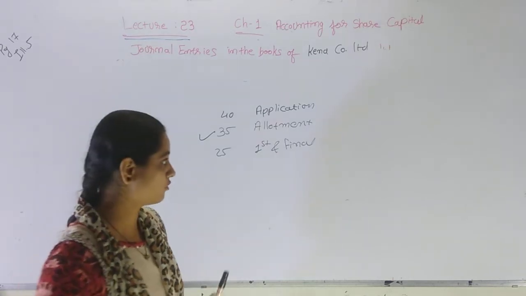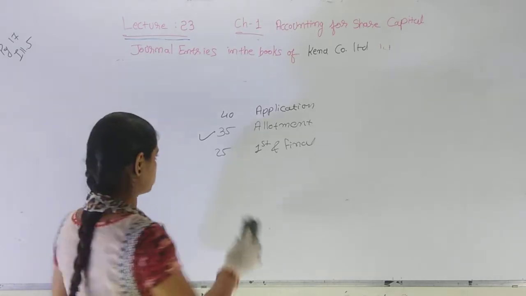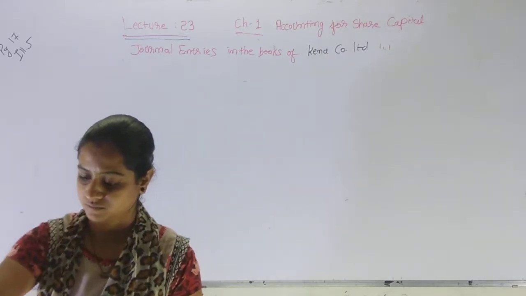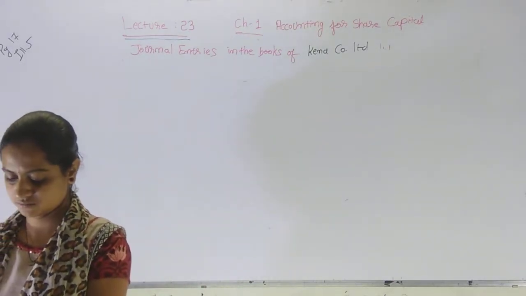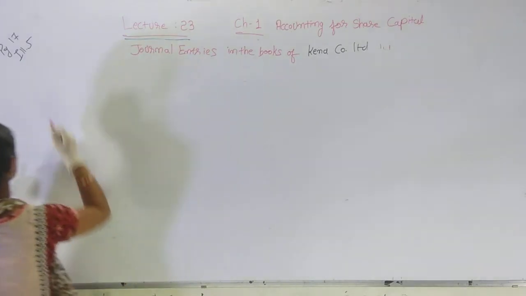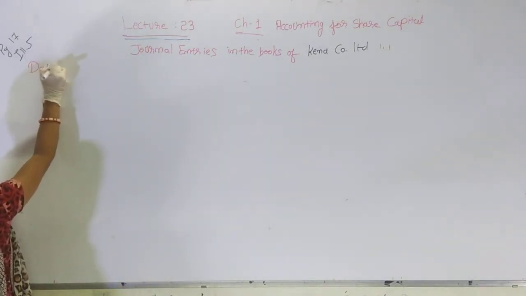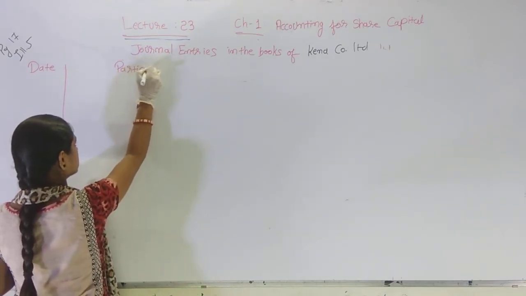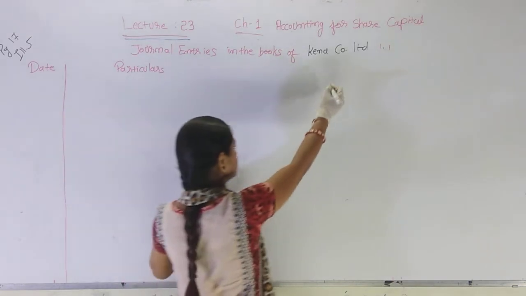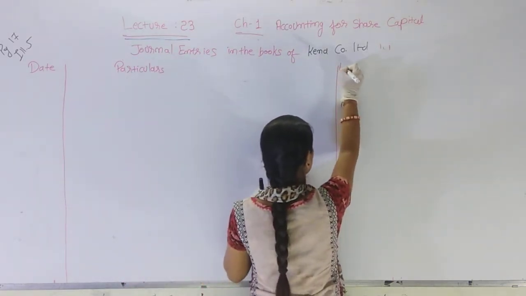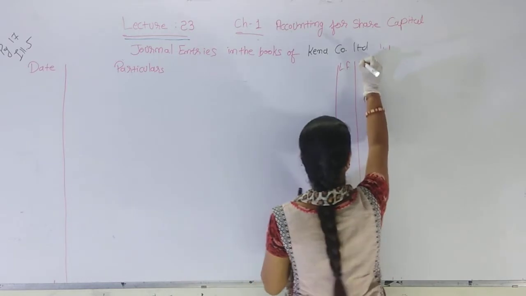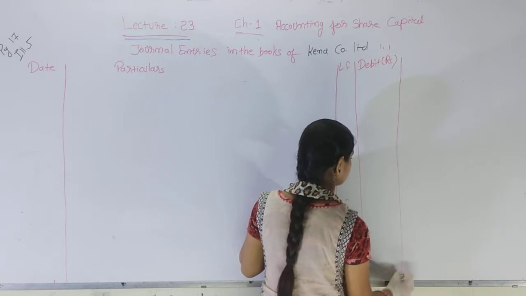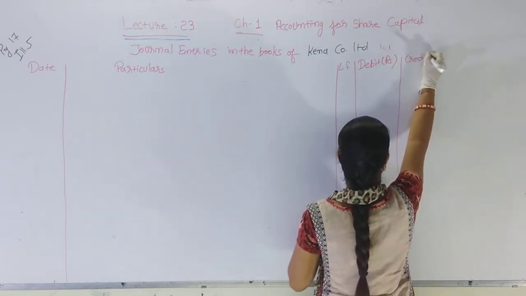Clear? Now draw a format of 1 page, 1 or 1.5 pages, not more than that. Date, particulars, LF, debit rupees, credit rupees. Draw this format.